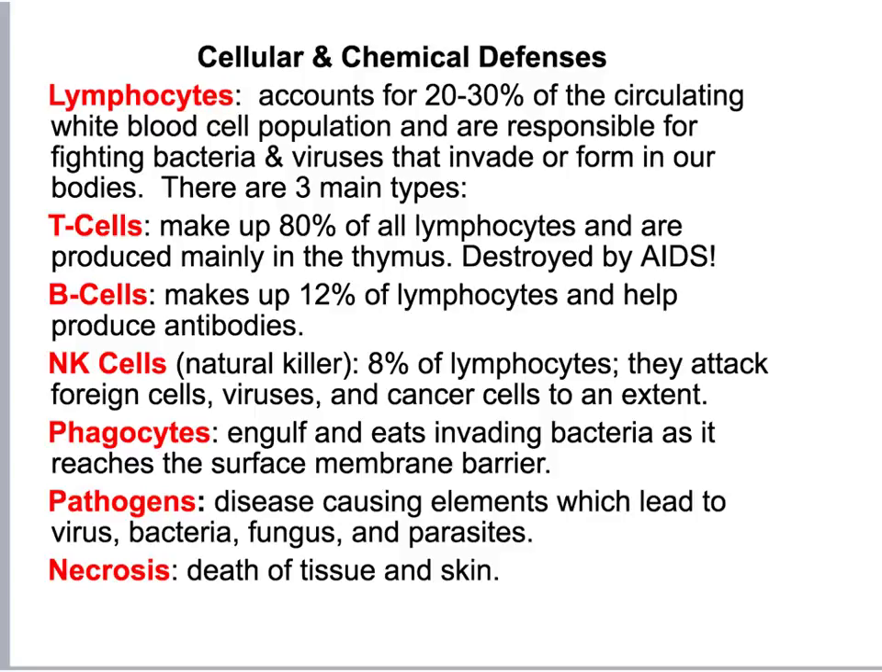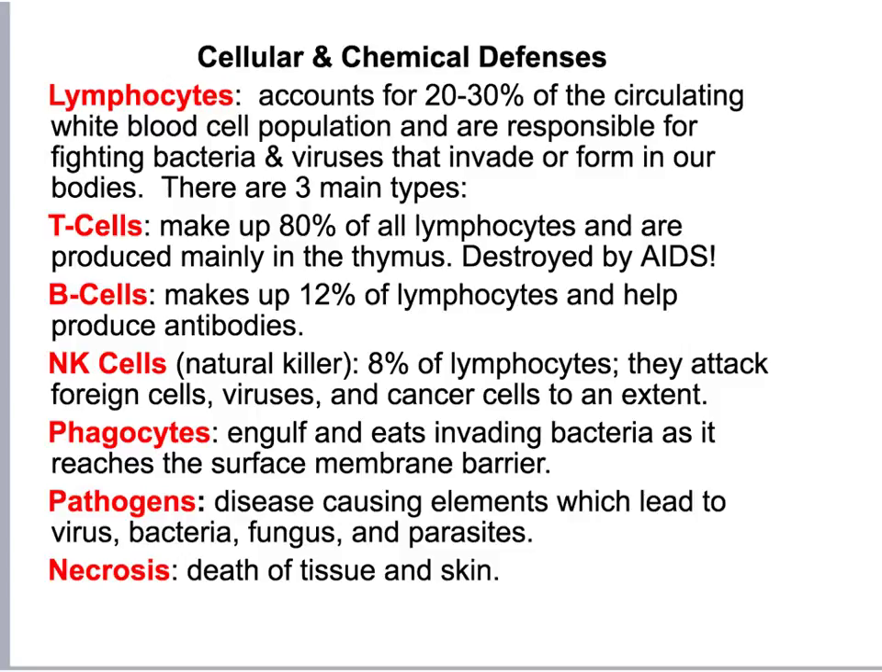There are three types of lymphocytes. T cells make up 80% of the lymphocytes, and they are mainly produced in the thymus gland, and they're the helper T cells, which are attacked by the HIV virus. B cells make up 12% of the lymphocytes and help produce antibodies. And then the NK cells, or natural killer cells, are the remaining 8% of the lymphocytes. And they attack foreign cells, viruses, and cancer cells to an extent.